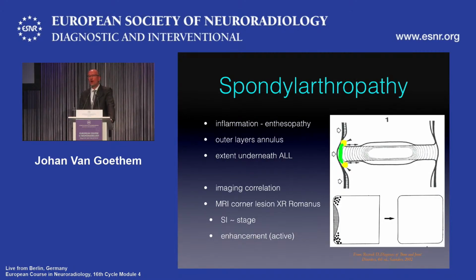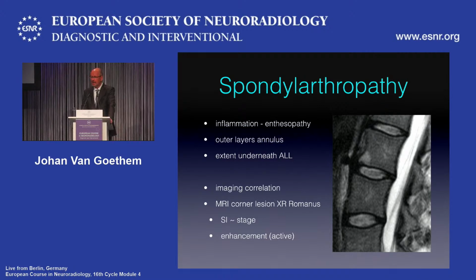On the other hand, we have the spondyloarthropathy, and the underlying pathologic process is different. It's inflammation at the insertion, so enthesopathy, at the outer layers of the annulus fibrosus. So it's a little bit more inward, and this inflammation extends all the way under the ALL in front of the vertebral body, which leads to bone formation and squaring of the vertebral bodies, which is a sign of spondyloarthropathy. You also get this corner lesion, which we know on plain film as the Romanus lesion, and the signal intensity on MR, edema, sclerosis, or fat, correlates to the stage of the disease.